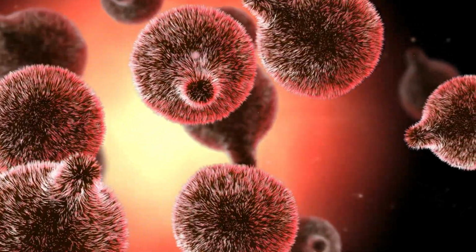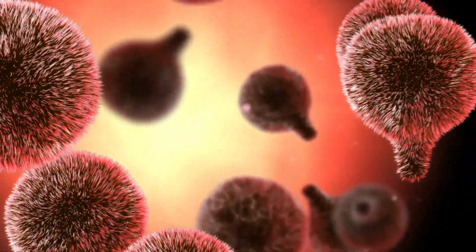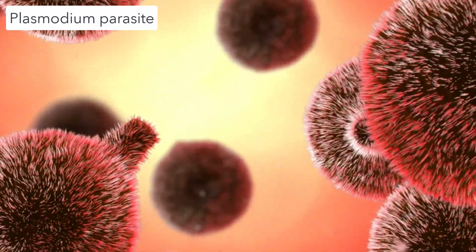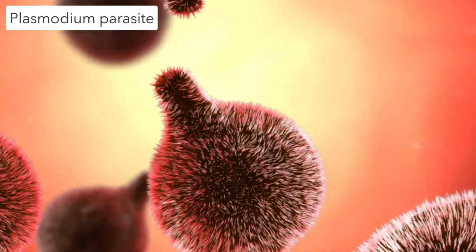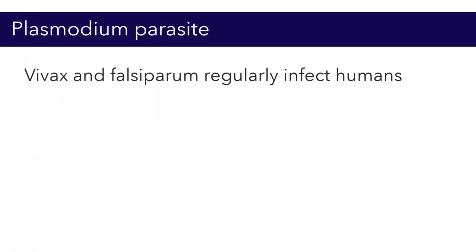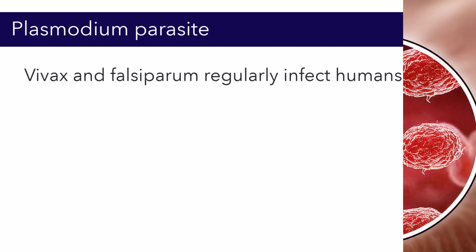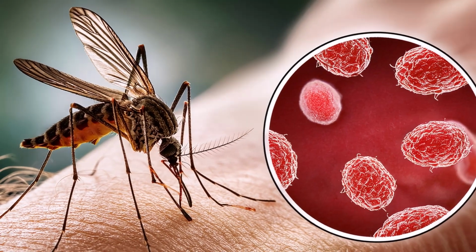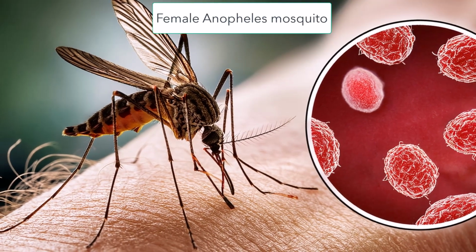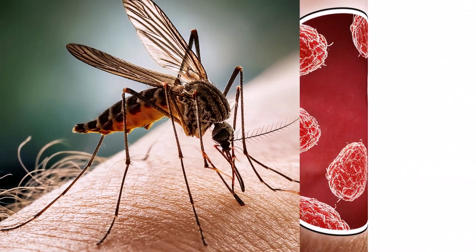Malaria is caused by parasites called Plasmodium. There are 5 main species that can cause the disease. However, only 2 of these species regularly infect humans: Plasmodium vivax and Plasmodium falciparum. These parasites are transmitted to humans through the bite of female Anopheles mosquitoes.